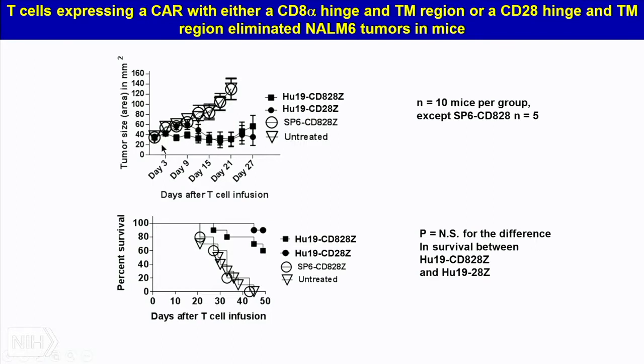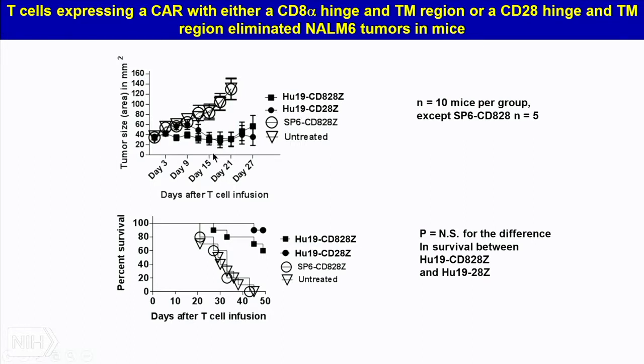The tumors form and then the cells are infused on day 0. And then we follow the tumor sizes. You can see that the control groups, which are SP6CD828Z, a control CAR, and the untreated mice, both had steady increases in their tumor size, while both groups treated with the CARs, either Hu19 CD828Z or Hu19 CD28Z, had basically stabilization on the average of their tumors.